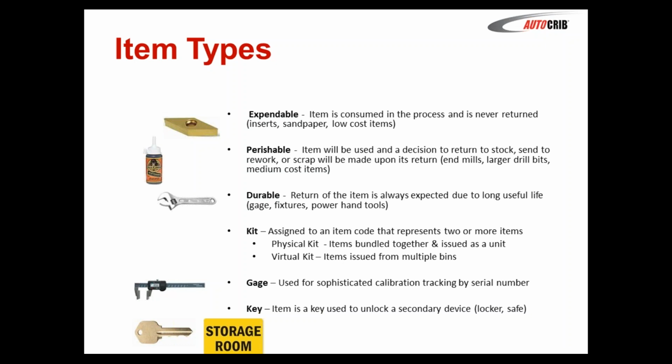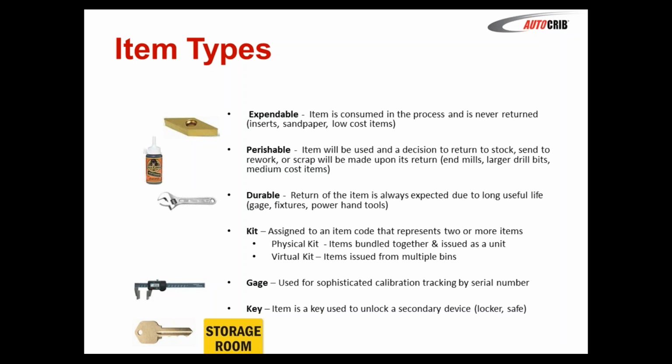So items in the external crib will show up on the issue screen of the AutoCrib, and then you can select the items and click on the key button to issue out the key for the crib that holds the items. So let's do another poll and see if any of you are currently using the external crib function in AutoCrib.